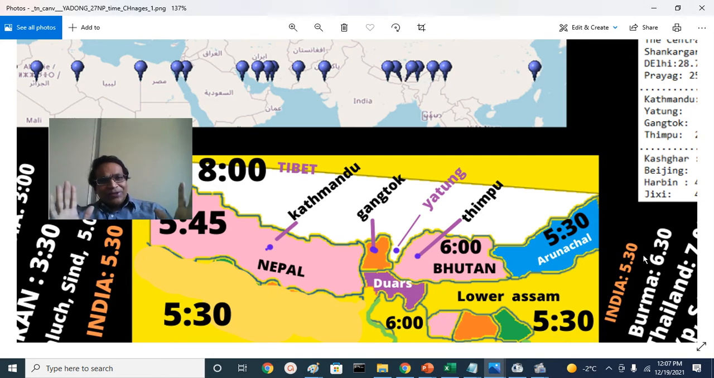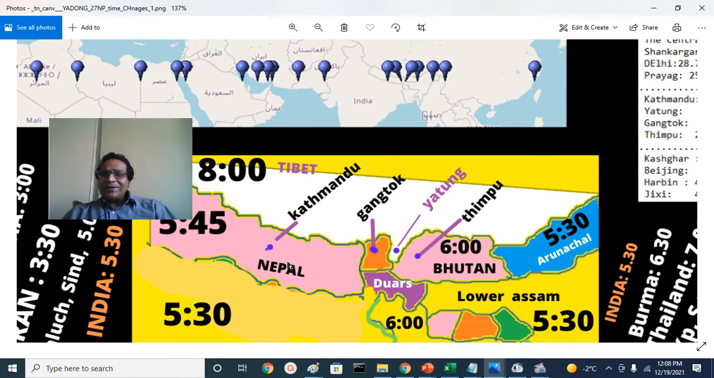This is the time that people and the governments decided for a particular region. Nothing wrong about it, but we are discussing a quite peculiarity. The local time, called natural time, the people don't see any difference, very minor difference. Kathmandu, Gangtok, Yatung, Thimphu, and Tawang here.